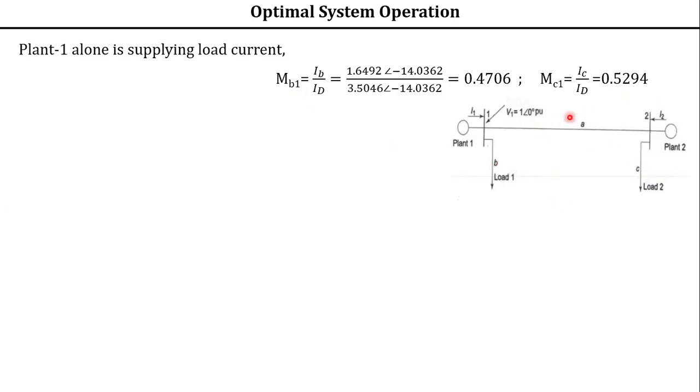Now we should get the current distribution factor for branch A, that is MA1. This branch is not connected to any load. For the branches which are connected to the load, this is the procedure you have to follow. But what is the value of the current distribution here? Current gets divided, so the current distribution factor also gets divided.